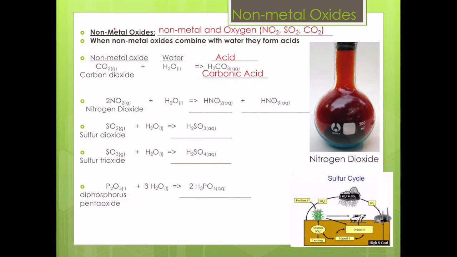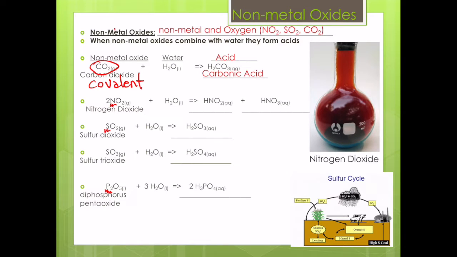Okay, so here's carbon dioxide, right? And it's a covalent compound. So look at all these oxides. There's nitrogen, that's not a metal. There's sulfur, not a metal. And there's phosphorus. So if we do the math on these and we say, well, what's going to happen?